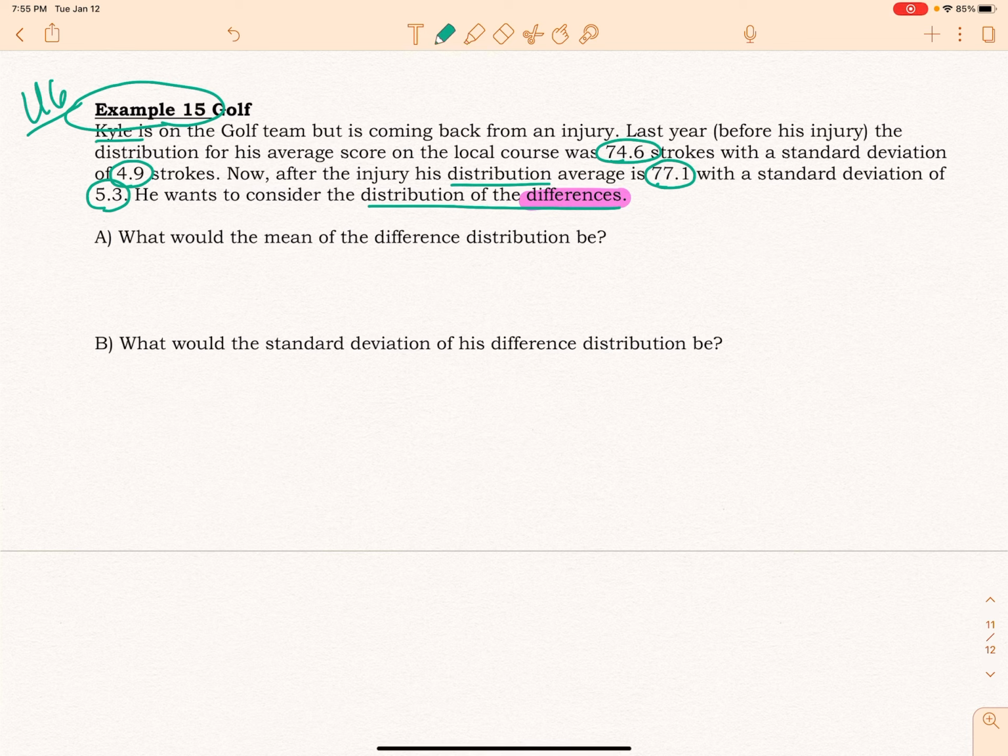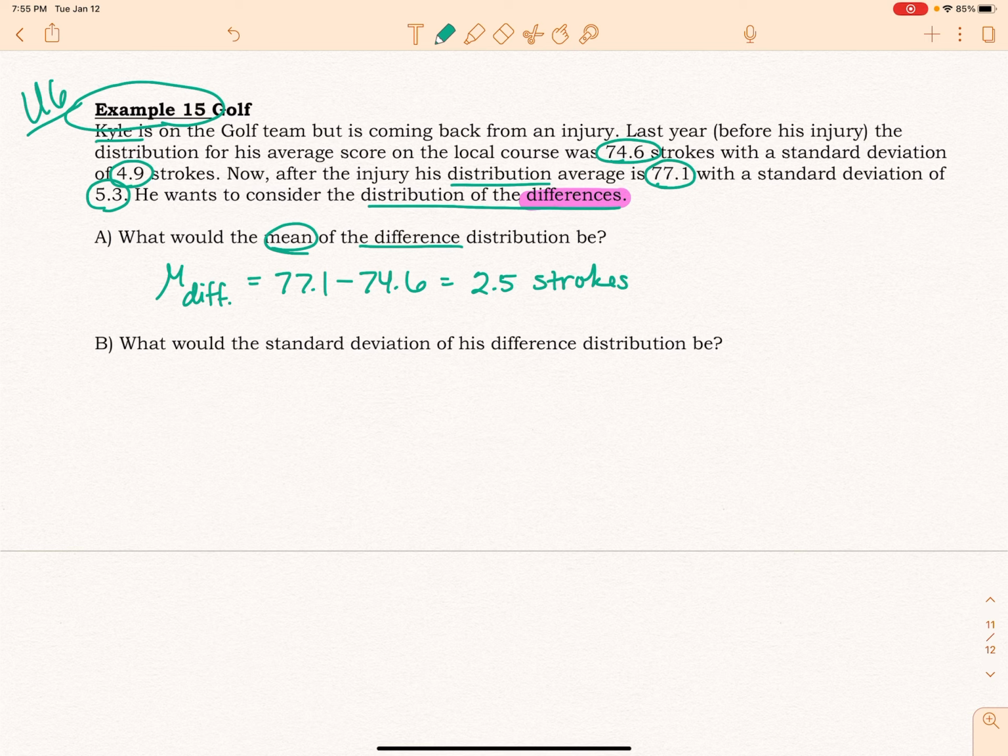Okay, so in our other combination examples, we've just been adding. We've just been combining things that way. But now we're looking at a difference. So when we're finding the mean of the difference, all we're doing is subtracting one from the other. Since I want just the positive difference, I'm always going to subtract the smaller value from the larger value, just to keep my sanity. So the difference between his pre-injury average and his post-injury average is 2.5 strokes.